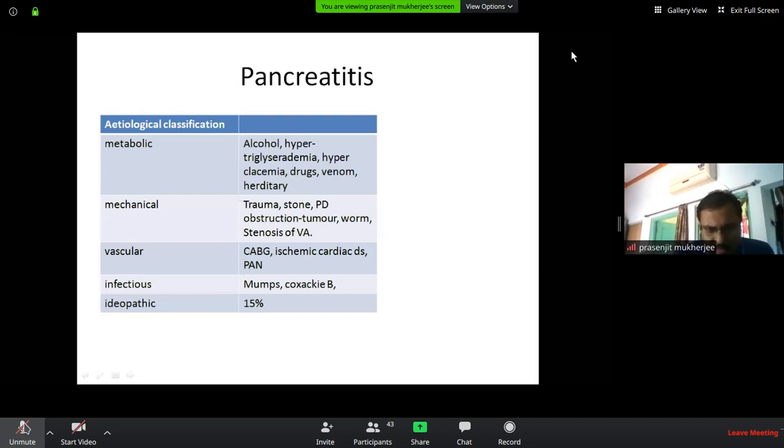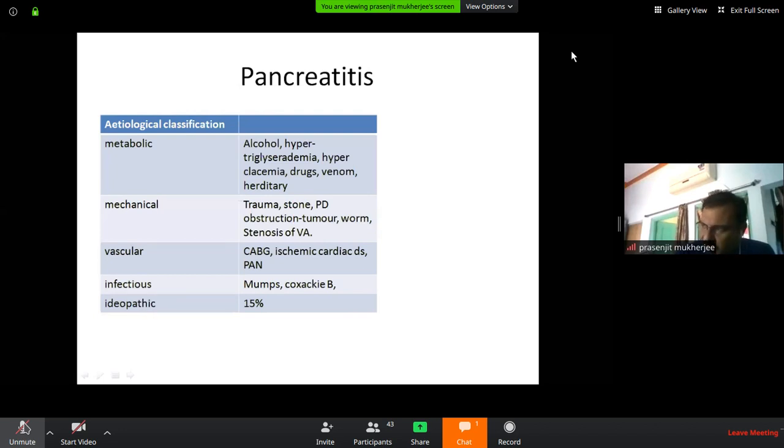Now come to vascular causes. When the patient is ischemic, there is less blood supply to the pancreas, like in a post-CABG patient, ischemic cardiac disease, or polyarteritis nodosa. This patient may develop pancreatitis. And it is well known that following cardiopulmonary bypass, if proper blood pressure is not maintained, there is a high chance of development of pancreatitis. Now, infections: as we all know, it is a very well-known complication of mumps.